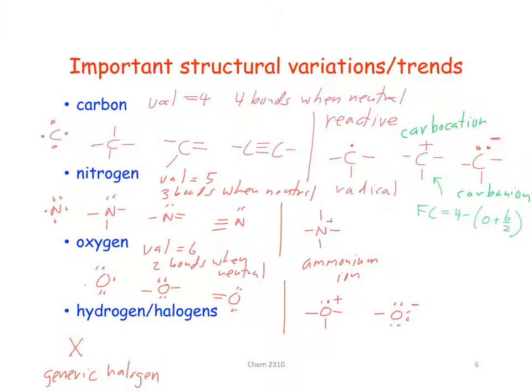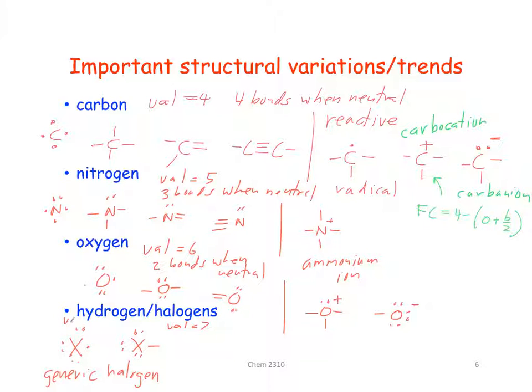All right, so it's the valence here for halogens. The valence equals 7, right? So how many bonds is a halogen going to make when it's neutral? Right, so it's going to make one bond, right? X with a single bond. All right, that's going to be neutral for a halogen.